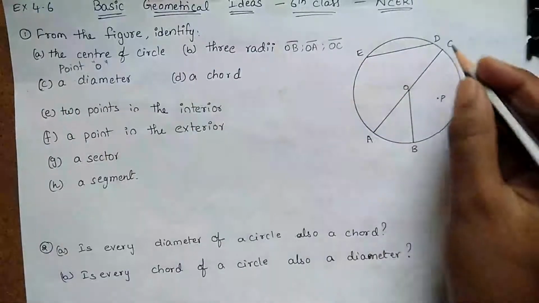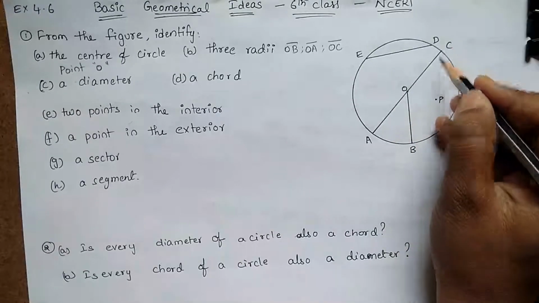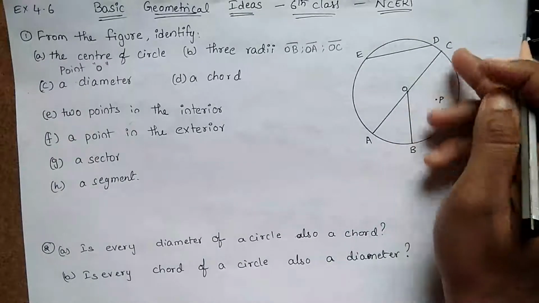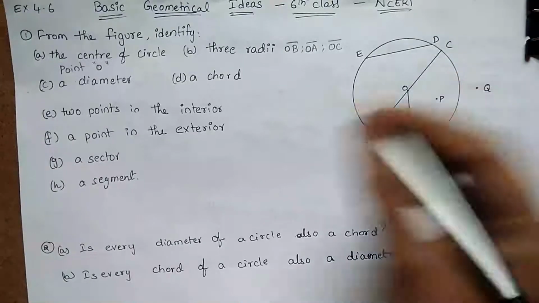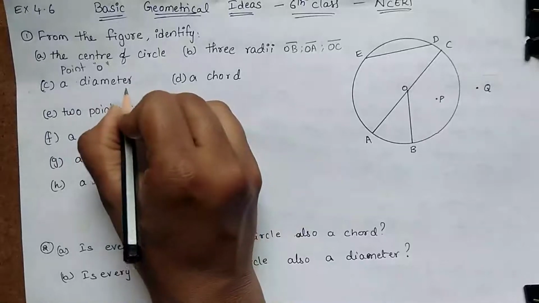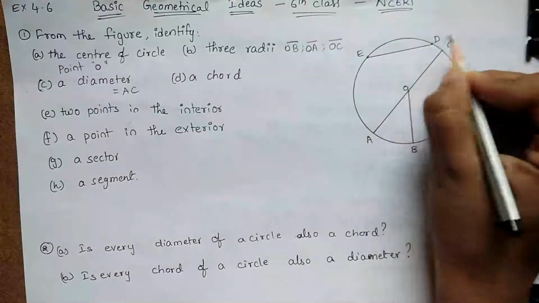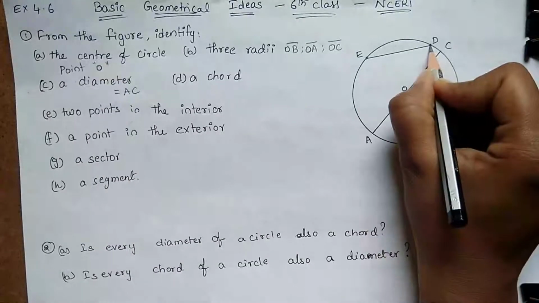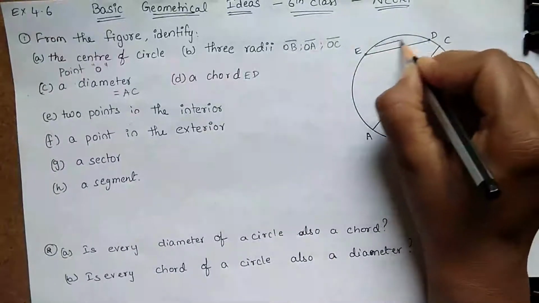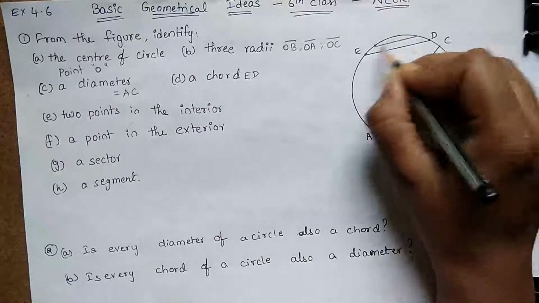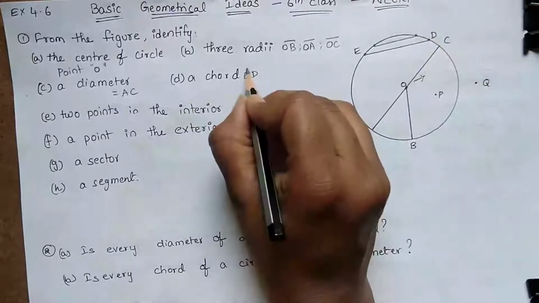Next, a diameter. A diameter passes through the center of the circle. It touches the circumference of the circle from one side to the other. So the diameter is AC. A chord is nothing but a line joining one point on the circumference to another point. So it is ED. This is also a chord, cutting from one point of the circumference to another. So this is the chord.